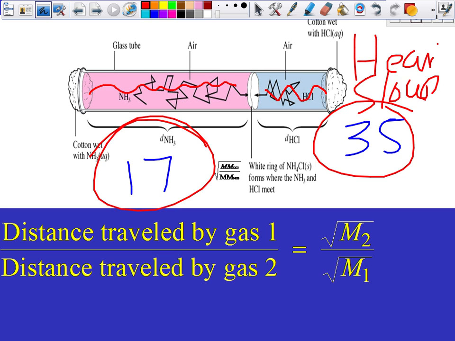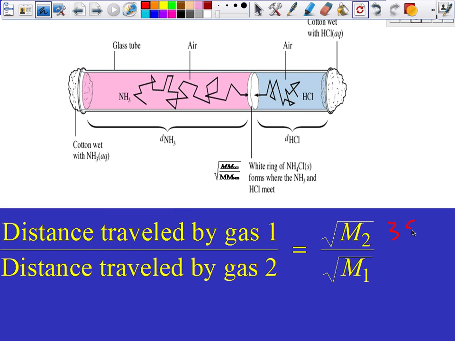All right, so if we do 35, and again, we're doing the heavier mass on top. Let me actually grab my calculator and do it correctly. It's actually 36.36, if you want to do the math correctly. 36.36 divided by 17.03. And that is going to give me about a ratio of 2.1. So ammonia will travel 2.1 times as far.